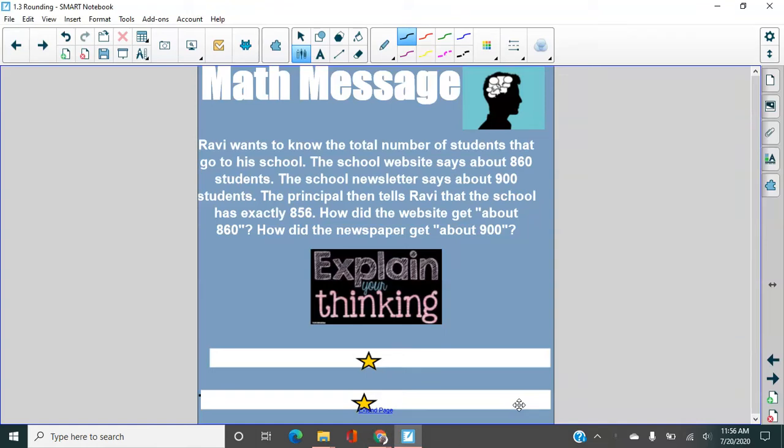Hello and welcome. This is lesson 1.3, and today we're going to talk about rounding and some of the processes to do that. We're going to start with this math message. We'll get our thinking brains going on here.